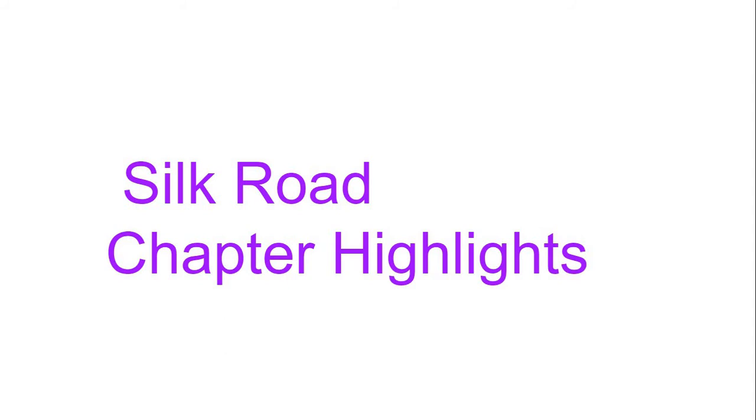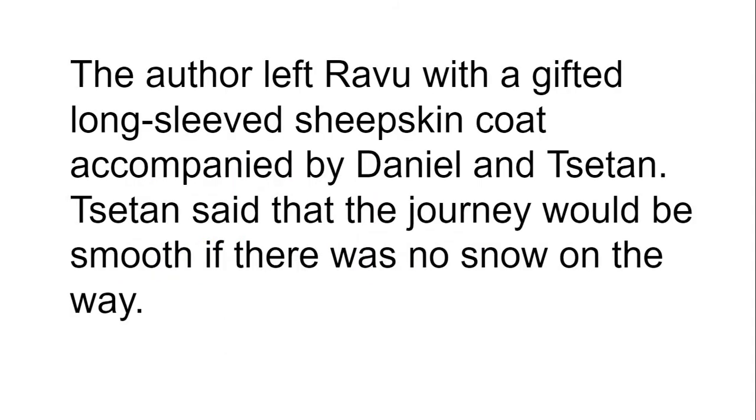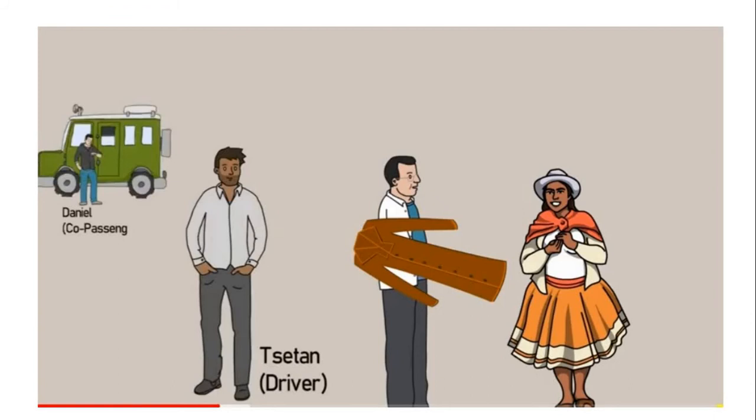Now the highlights of the chapter, the main value points. Nick Middleton along with Daniel leaves Ravu for Mount Kailash driven by Satan, and on the way he wears the sheepskin coat that is gifted to him by Lamo, as you can see on this screen. Lamo is a native girl there, and she gifts this coat to the writer. Along with him you can see Satan the driver and Daniel who is a co-passenger.